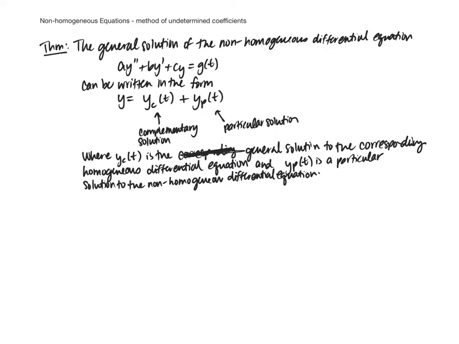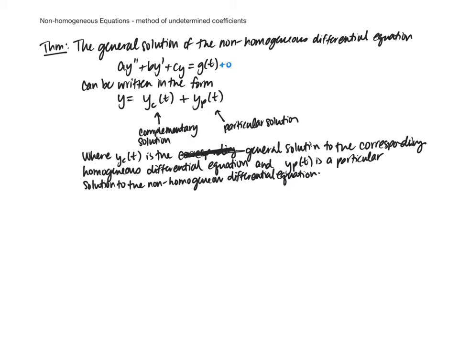And if you think about it, this makes sense because really you could think of this as AY double prime plus BY prime plus CY equals G of T plus 0, right? So the complementary solution will get you the plus 0 part, and the particular solution is going to get you the G of T part. And so how do we find this Yp of T?